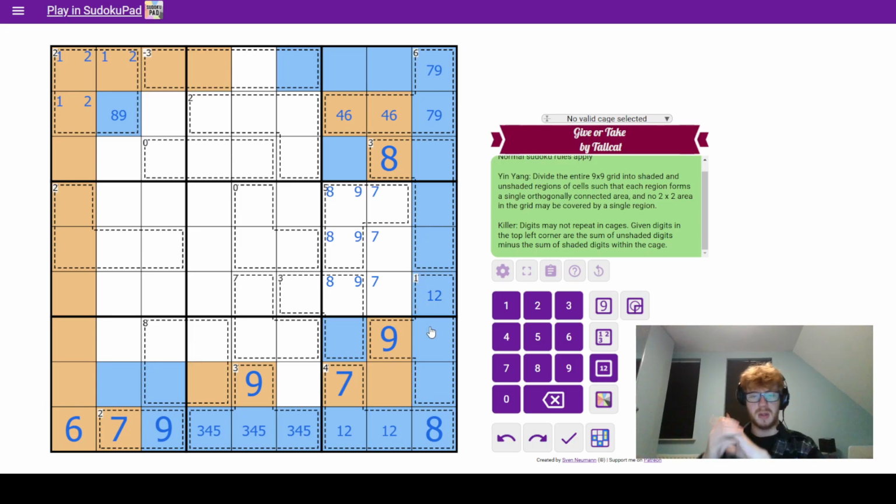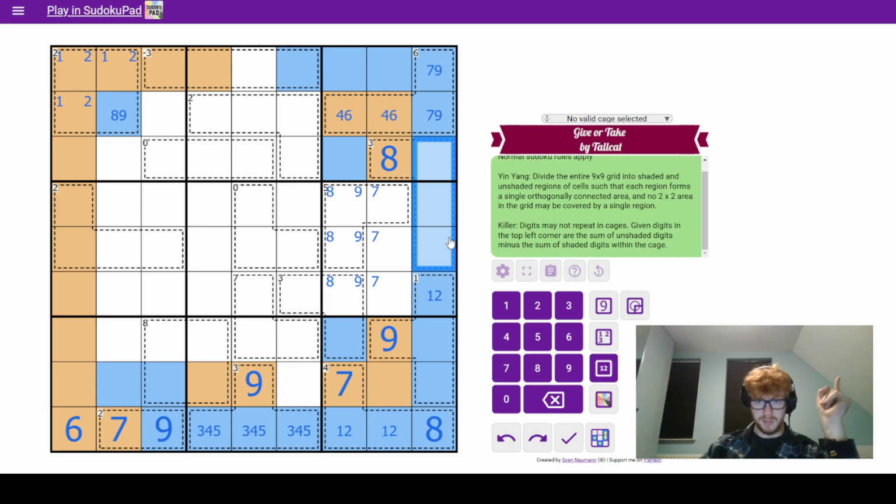Well, yeah, okay, so this sum is 10, we know that. And let's say there's no 1 or 2 in the cage, then this minimum is 3, 4, and 5, making it 12. So that's not possible, so it has to be a 1 or a 2, and they can't be here, so it has to be there. That means this 11 can't use both a 1 and a 2, but it has to have one of them.